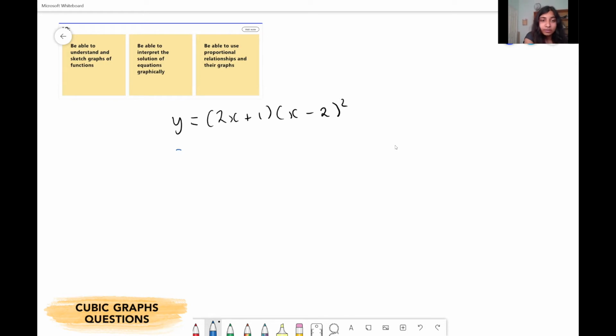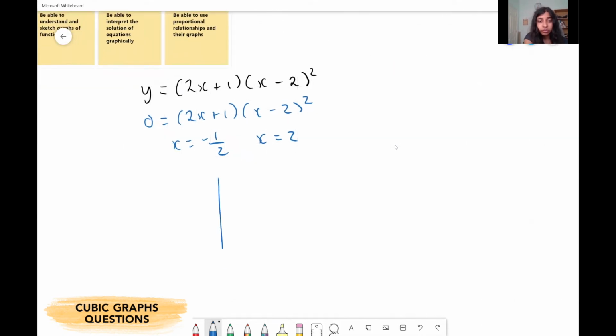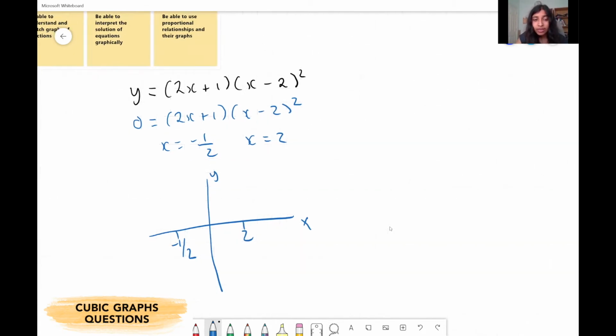So if y equals 0, you'd have it like this. So this would be when x equals minus a half, or when x equals 2. And again, we have a repeated root here. So when we draw the graph, we'd have x equals 2 here and minus a half. Those are the 2 points where it crosses. So let's just write x and y. And then we want to also find out where it crosses the y-axis. So that would be when x equals 0.